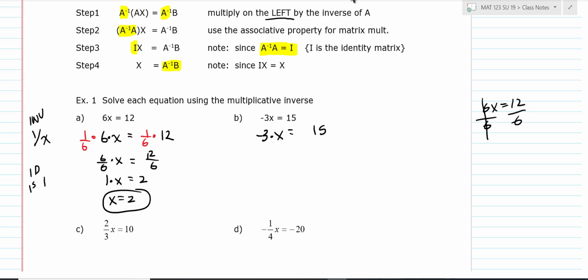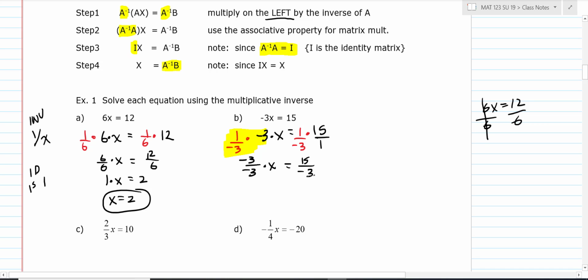Okay, what is the multiplicative inverse of any number? It's just the reciprocal. Okay, so we do that. So I'm going to multiply both sides by 1 over negative 3. Doesn't matter where the negative is. Then what I do is associative property. I put those two things together. So when I multiply those things, I get negative 3 over negative 3 times x. If I multiply this together, I get 15 over negative 3. This becomes 1. And then this becomes negative 5.